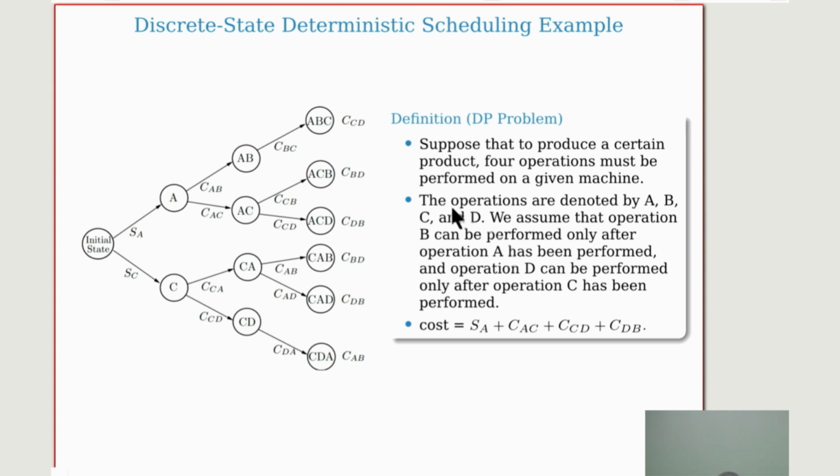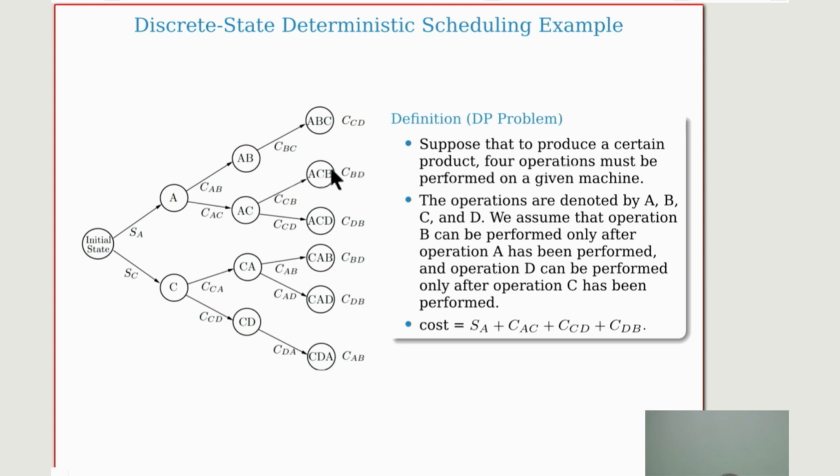This is a very simple example. Suppose that to produce a certain product, 4 operations must be performed on a given machine, and a few things may be done in parallel. Let's say you are building a car factory. A few things may be done simultaneously, but a few things have to be done once something before them is done, and then you can use it to assemble something else next. So there are some constraints, and there are a few things one can do in parallel.